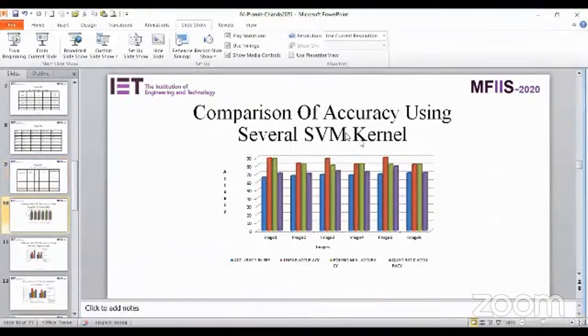If you see the comparison of accuracy for the SVM kernel, the linear kernel, the red bar, shows quite good results, and also the polynomial kernel, the green bar, is good for the images. For image 1 and image 5, the linear accuracy is quite higher.